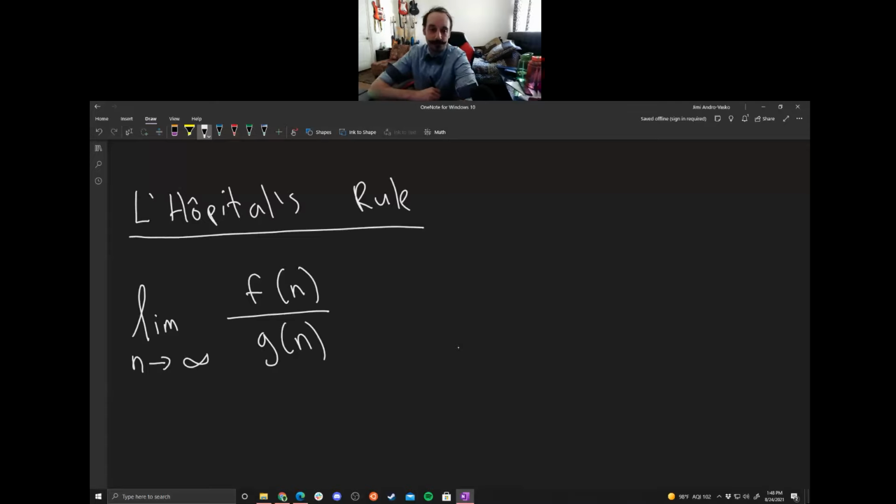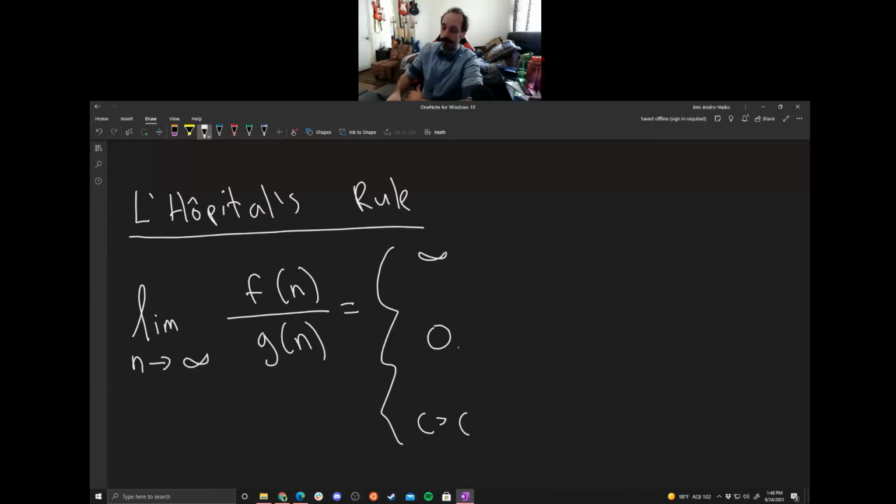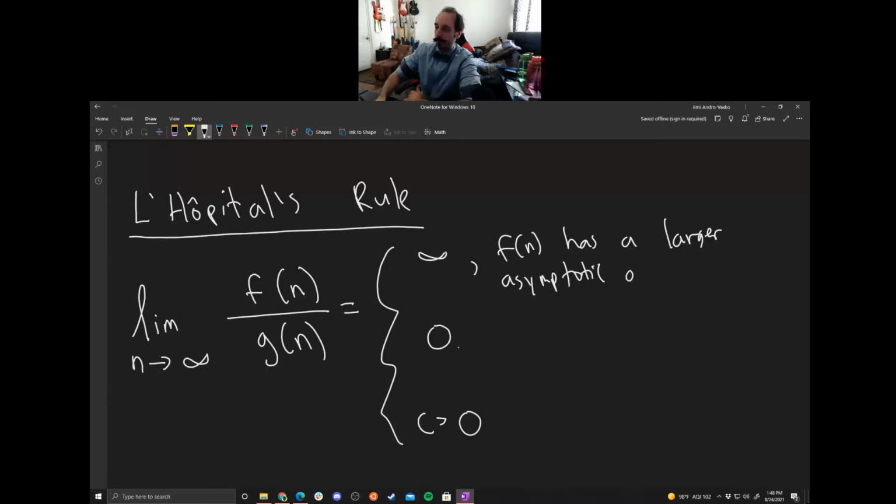So we have these two functions, f of n and g of n, and we want to see which one has a bigger growth rate, smaller growth rate, or whatnot. So we take the limit of these two functions as n goes to infinity, and we want to see what the ratio is. There are three possible scenarios. The ratio can diverge to infinity, it can converge to 0, or it can converge to some constant larger than 0. Infinity means that f of n has a larger asymptotic growth rate.